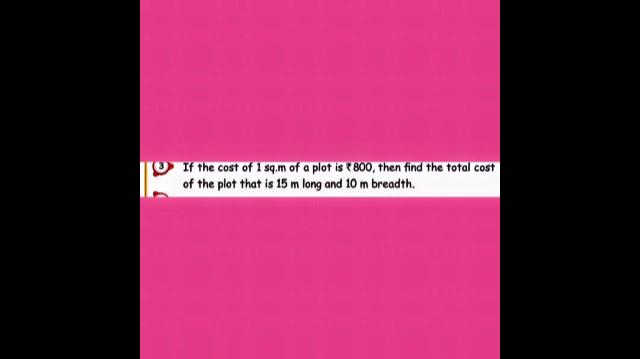So first, here is a plot whose length and breadth are given, that is long and breadth. So it is a rectangle. So area of a rectangle is equal to length into breadth, that is equal to 15 into 10. So 15 into 10 is 150. So we got the area of the plot is equal to 150 square meter.